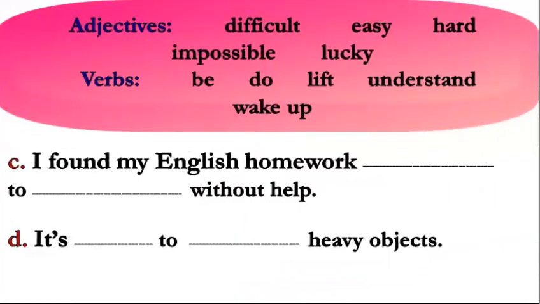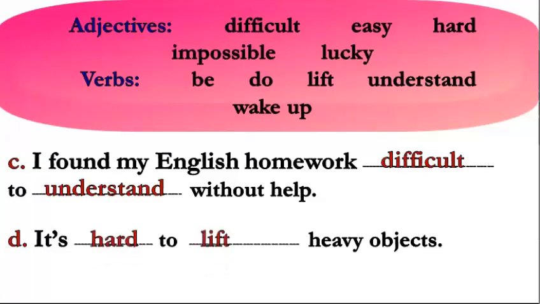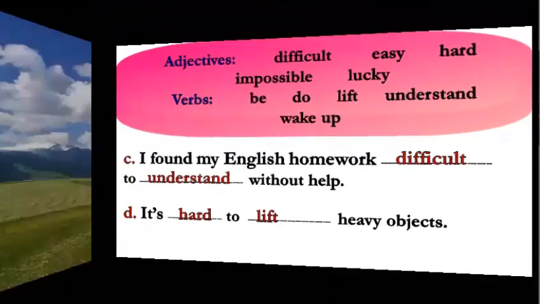Sentence C. I found my English homework, without help. Of course, it's difficult to understand. I found my English homework difficult to understand without help. Sentence D. It's too heavy objects. If you have this adjective heavy, you have to use the verb lift. So it's hard to lift. Lift means to carry. So it is hard to lift heavy objects.